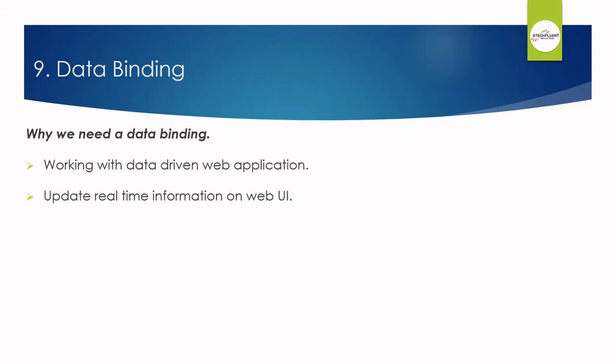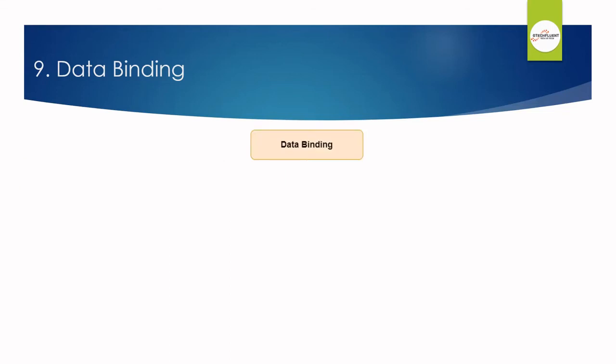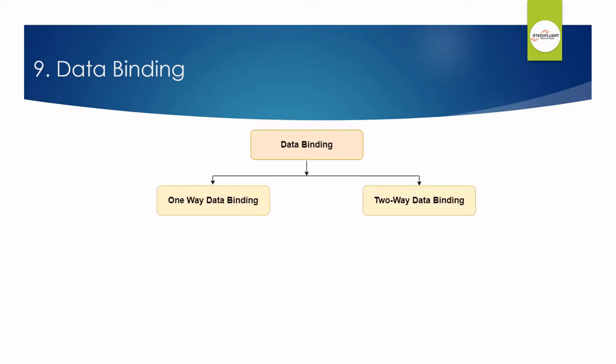Now let's see what the different types of data binding are. Angular provides two types of data binding, that is one-way data binding and two-way data binding. One-way data binding is a simple type of data binding where you are allowed to manipulate the view through the model. That means making changes in the TypeScript code will reflect in the corresponding HTML. So in one-way data binding, data flows only in one direction, that is from the model to the view.